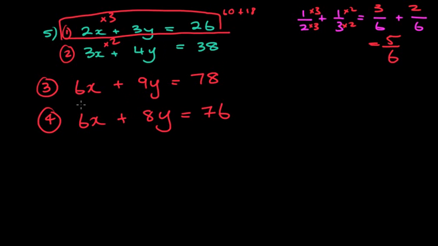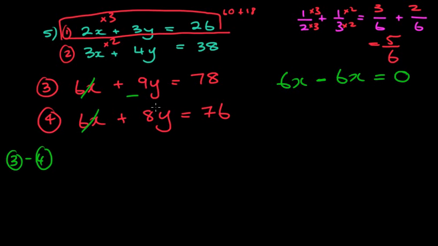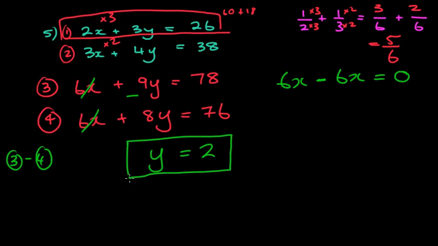So now we've done that, we can do a process now, because these are both positives, 6x and 6x. Can we add them or subtract them to make 0? We'll need to subtract them to make 0. This has got the biggest y, so we're going to do the third, take away the fourth. So 6 take away 6 is 0. They cross out. 9 take away 8 is 1. And 78 take away 76 equals 2. Look at that. We've now got y equals 2.